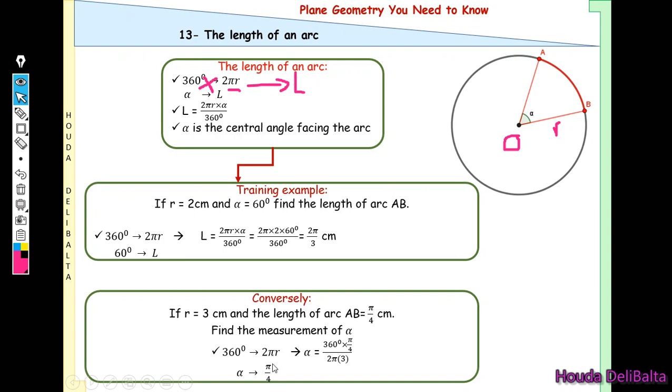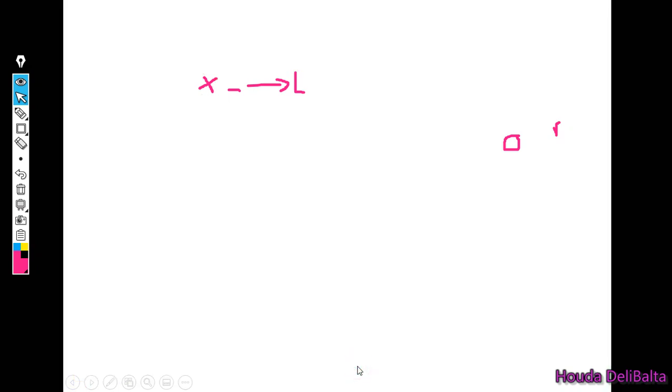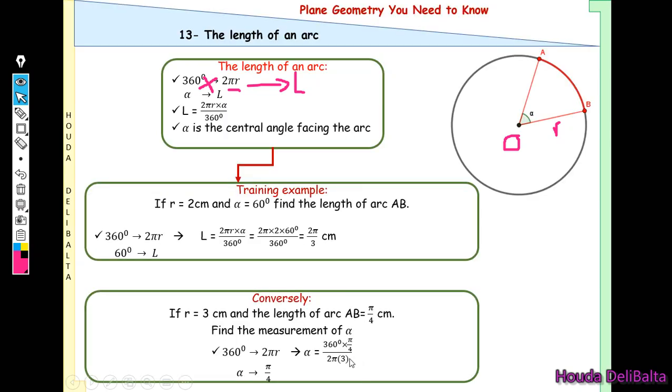360 corresponds to 2 pi r. Now here alpha is the missing and the length is given, so we put pi over 4 under 2 pi r, and alpha, the missing one, under 360. We cross multiply, then alpha equals 360 times pi over 4 divided by 2 pi times 3, which is the radius, and thus alpha is equal to 15 degrees. So by simplifying pi with pi and making some calculations, we get that alpha equals 15.